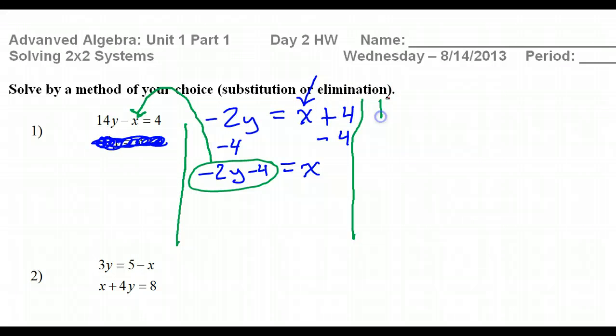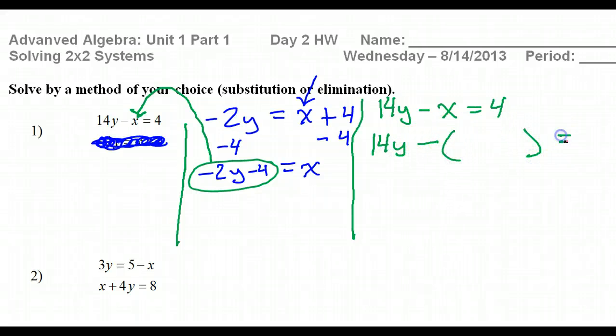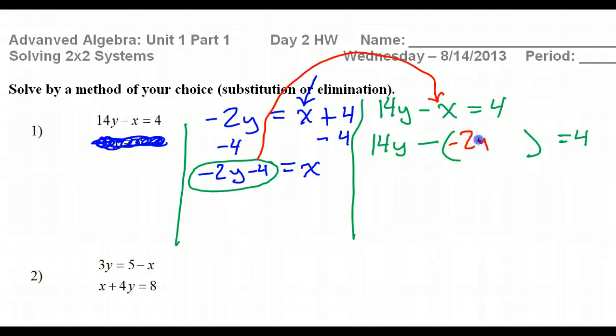So if I've got this 14y minus x is equal to 4, and I'm taking this and plugging this in, this is going to be 14y minus parentheses is equal to 4. Now, what is going to go in those parentheses? Well, this stuff, because I'm taking this and I'm plugging it in. So I'm going to put my negative 2y minus 4 in for x.